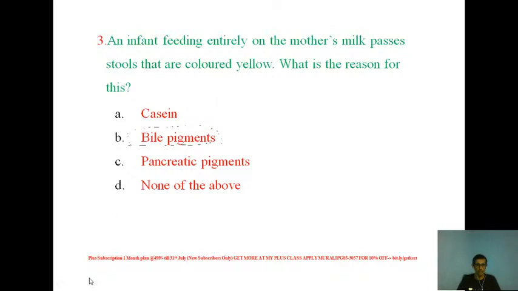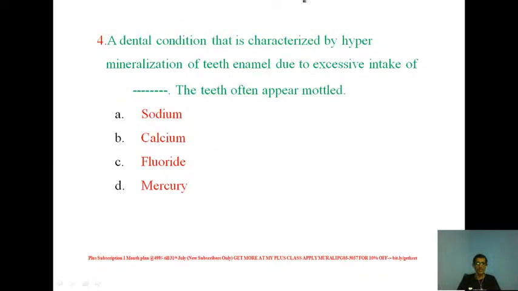The next question. So the third question's answer is B, bile pigment. Next, the fourth question. A dental condition with respect to our teeth, characterized by hypermineralization of teeth enamel due to excess intake of a particular chemical or component through the food, that will have an effect on the teeth.